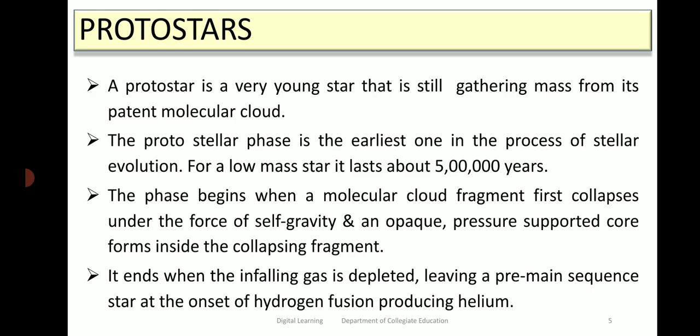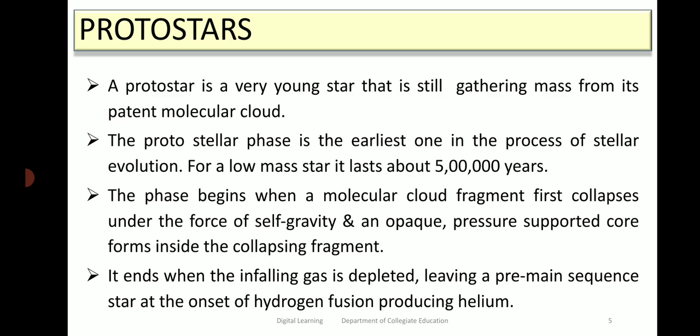A protostar is a very young star that is still gathering mass from its parent molecular cloud. The protostellar phase is the earliest one in the process of stellar evolution. For a low mass star, it lasts about 5 lakh years.